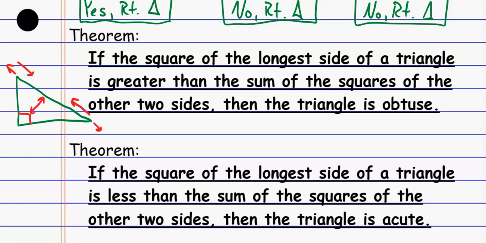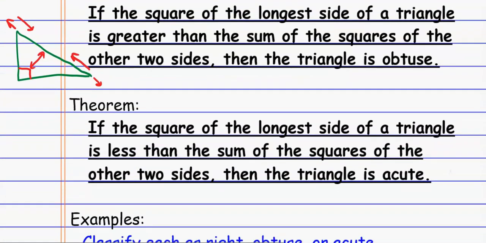If the square of the longest side of a triangle is greater than the sum of the squares of the other two sides, in other words, I tried the Pythagorean theorem, but the thing that I was figuring for the hypotenuse was too big, well, then it's an obtuse triangle, because the angle across from that side that's too big must be bigger than 90 degrees, okay? If the square of the longest side of a triangle is less than the sum of the squares of the other two sides, so again, if that hypotenuse side is too small, well, then the angle across from it must be smaller than 90 degrees, so then we have an acute triangle, okay?